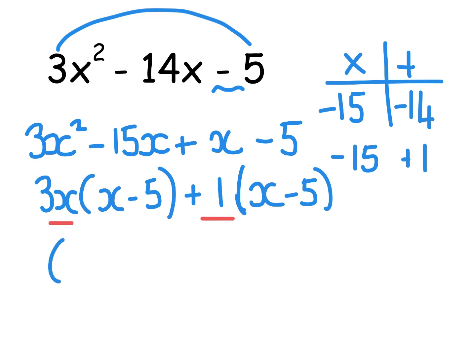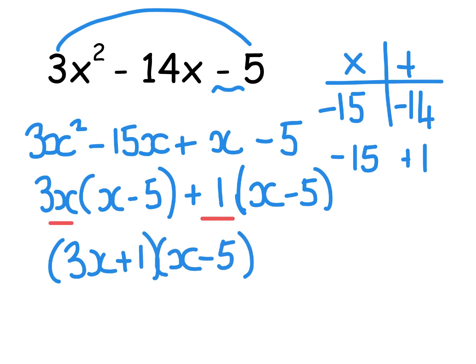When I write my two brackets out, I know I've always been taking the repeated bracket first, but something about me as a maths teacher likes to put the one with the highest x value at the front. So I'm going to put the 3x plus 1 here, and then the x minus 5. And just remember what I said in the last example, do a quick check of your outsides and insides. Outsides is minus 15, insides is plus 1.